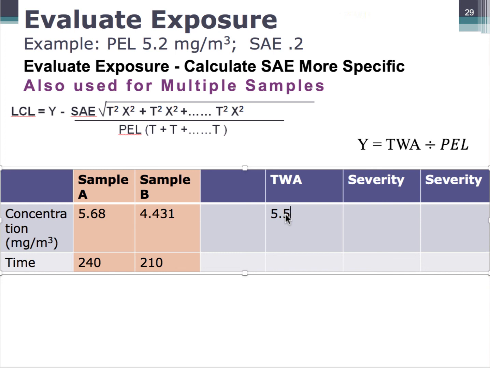So again, it looks somewhat complicated. What I warn you to be careful about is you need to do the entire top first, then divide by the bottom, and subtract out your y here. And when you're doing the more specific standard analytical error calculation, your y here is your time-weighted average divided by your PEL. That makes sense because you have multiple samples, but I think it could become slightly confusing. So let's do an example together.